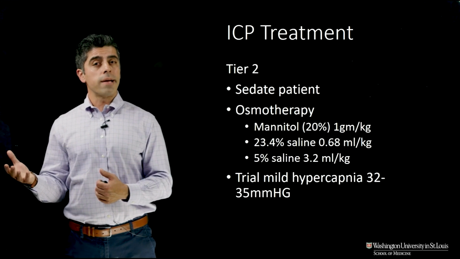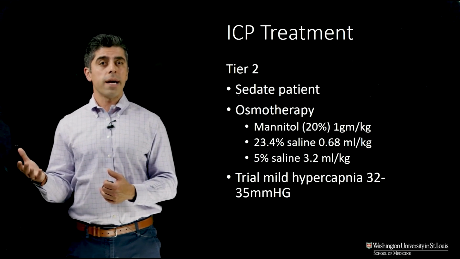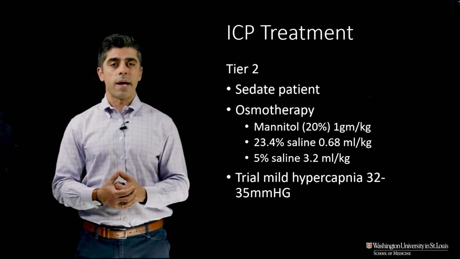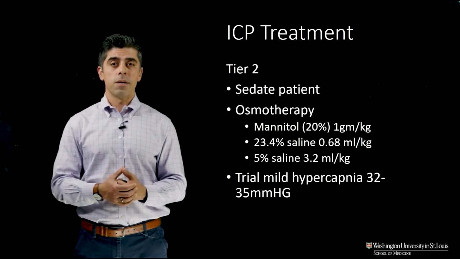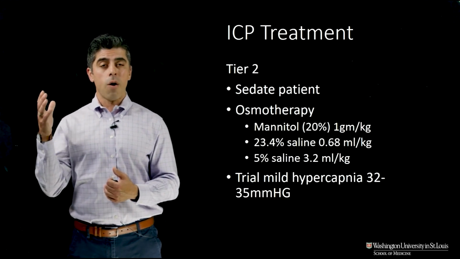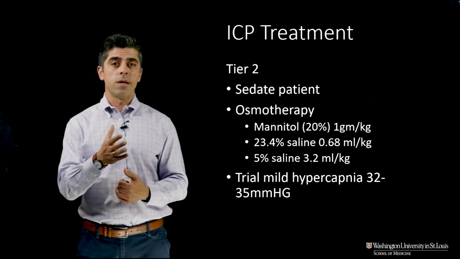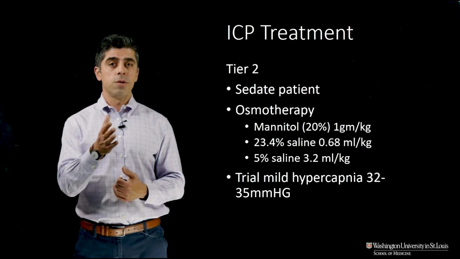If the Tier 1 strategies are unsuccessful for treating ICP, then we will progress to Tier 2 strategies. Important to note, in this tiered approach to ICP management, you commonly want to exhaust all of the Tier 1 strategies before you go to Tier 2, and same with Tier 2 to Tier 3.